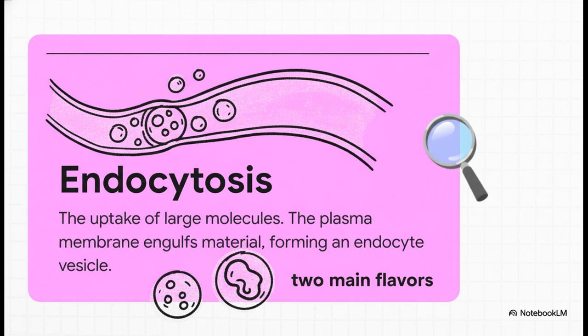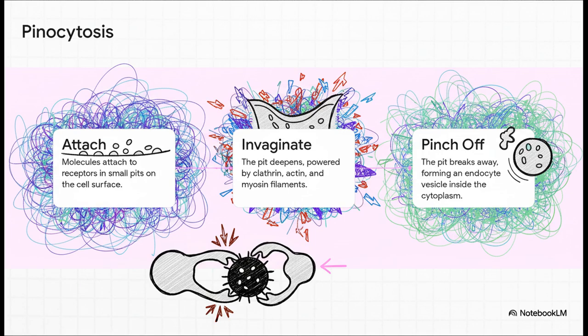This process has two main flavors. First up is pinocytosis, which literally means cell drinking. This is how the cell takes in fluids and other dissolved molecules. As you can see here, it's a three-step dance. First, molecules attach to the surface, then the membrane starts to fold inward, powered by these tiny muscle-like filaments, and finally it pinches off completely, forming that little vesicle inside.